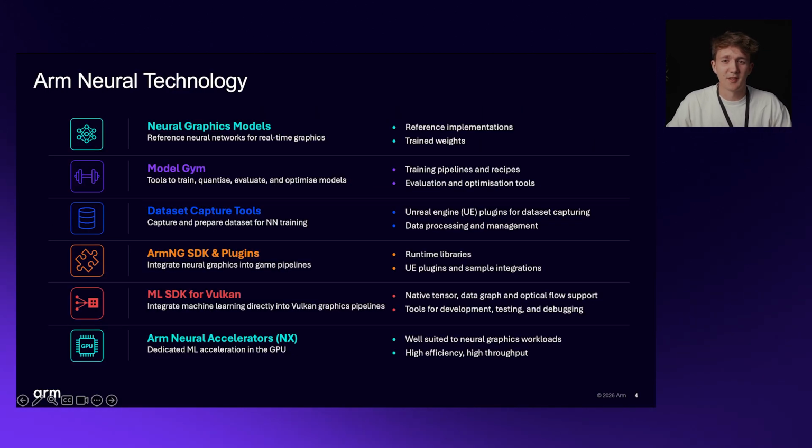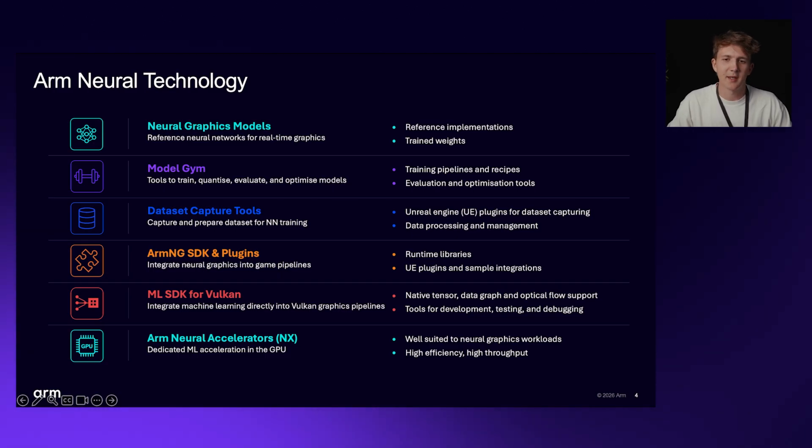So I'm just going to quickly summarize the different tools, technologies, techniques that are available to help developers put neural technology into practice. So to start with, we have neural graphics models. So these are our reference implementations, and here we have our shaders and the model weights for real-time graphics use cases. Then we have the model gym. So this covers the training side. And here we have PyTorch implementations of the models, which you can use to train, retrain, fine-tune, quantize the neural graphics models that we have available.